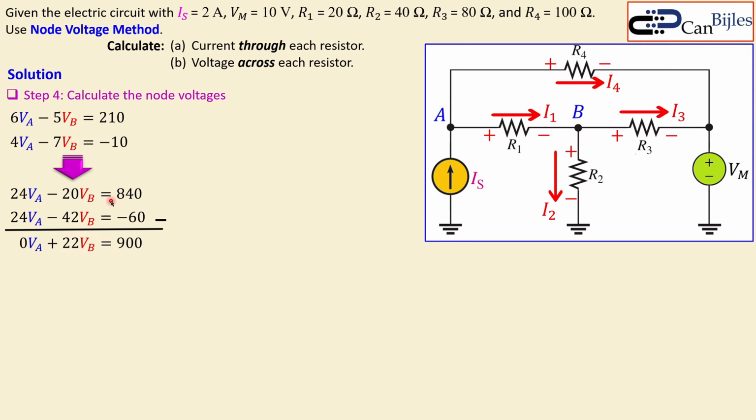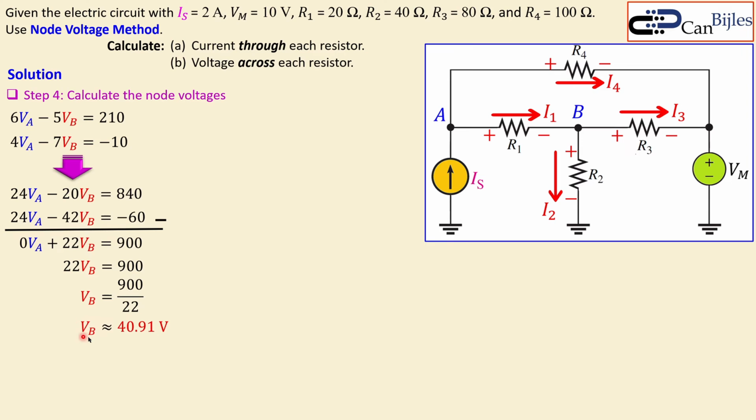And you will get 840 minus minus 60, which gives you plus 900. Now, in order to get VB, you need to divide the 900 by 22, and that will give you approximately 40.91 volts. Okay, now we know the voltage at this node.